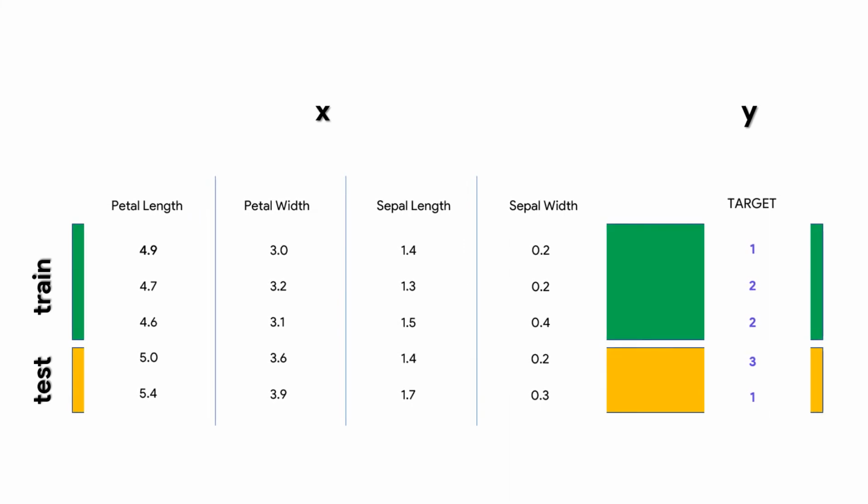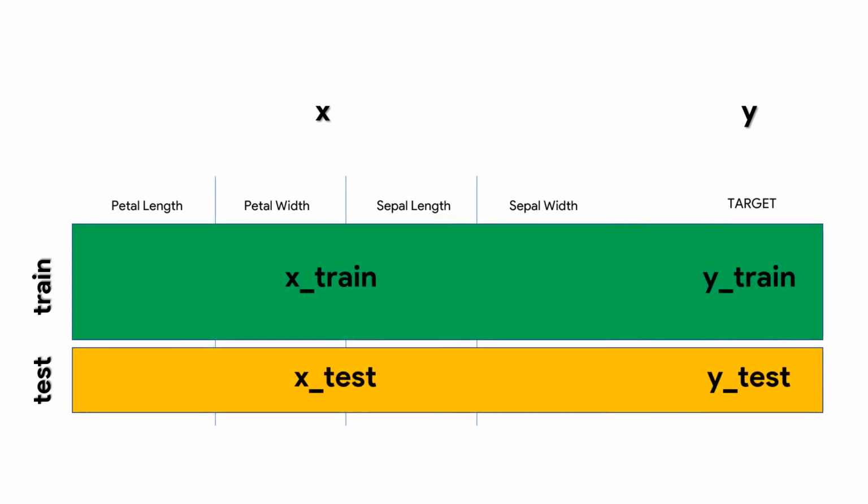More than a majority of the rows can be used for training the model. Some of the rows can be used for testing the model. Thus, we come up with four parts of the dataset: X train, Y train, X test, Y test.